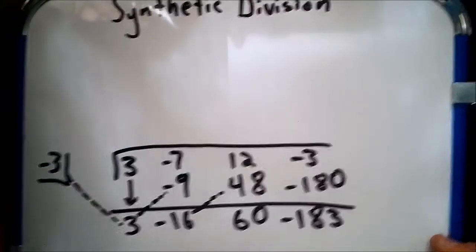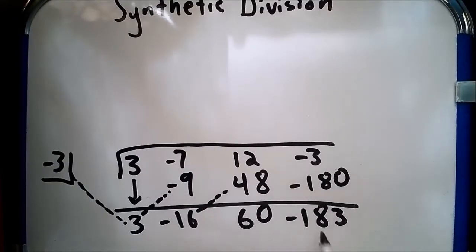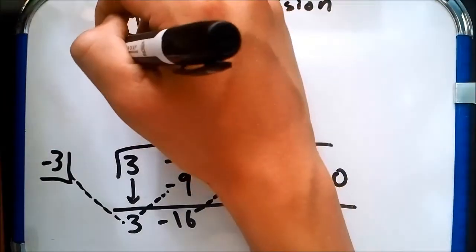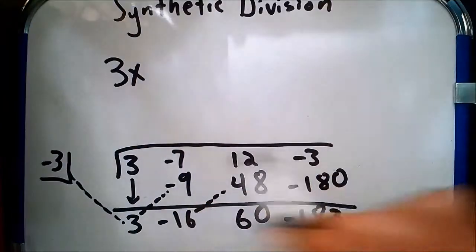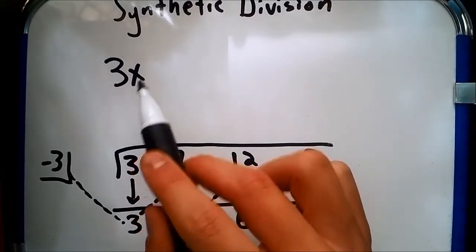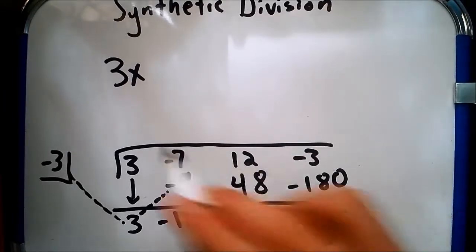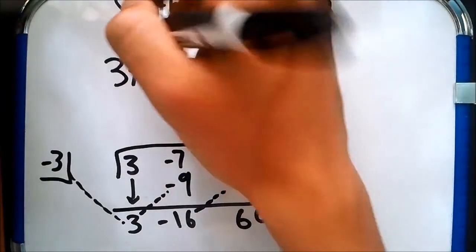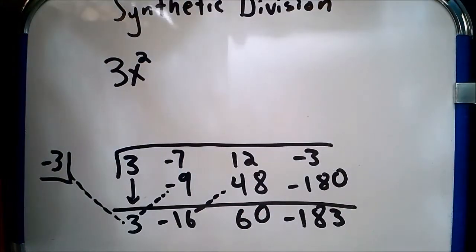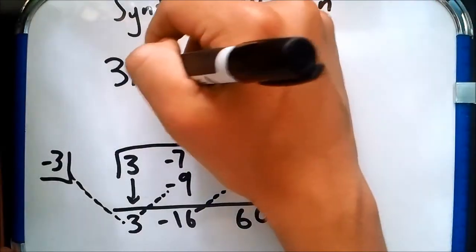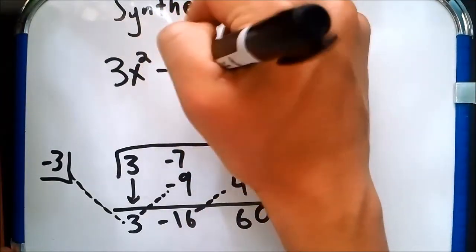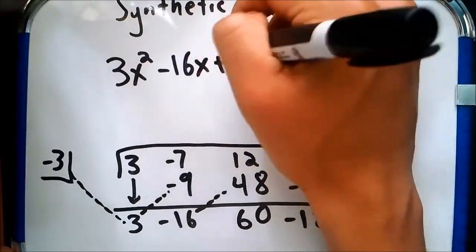Now that we've done that, all we have to do is rewrite these numbers right here as coefficients. So we have 3x. Well, we need to know whether it's x, x squared, or x cubed. The original problem had the first term as an x cubed on the numerator, and on the denominator it was an x. So x cubed divided by x is simply x squared. So we have that right there. And then each one after that decreases the power of the exponent by 1. So then this will be -16x, and then we get +60.